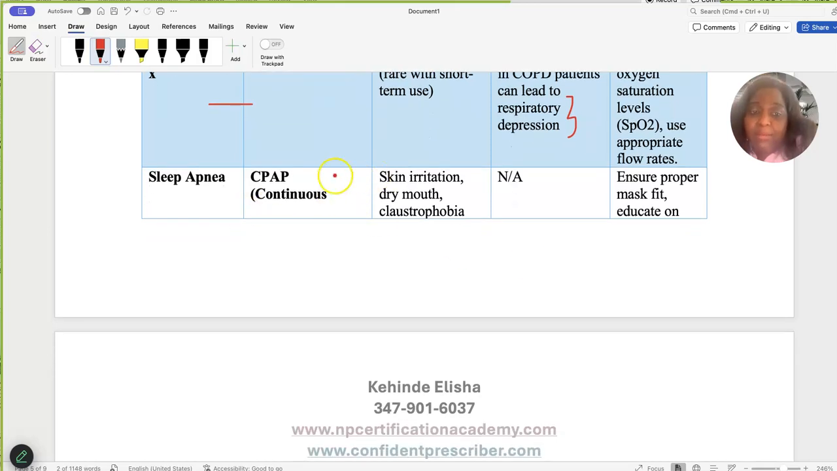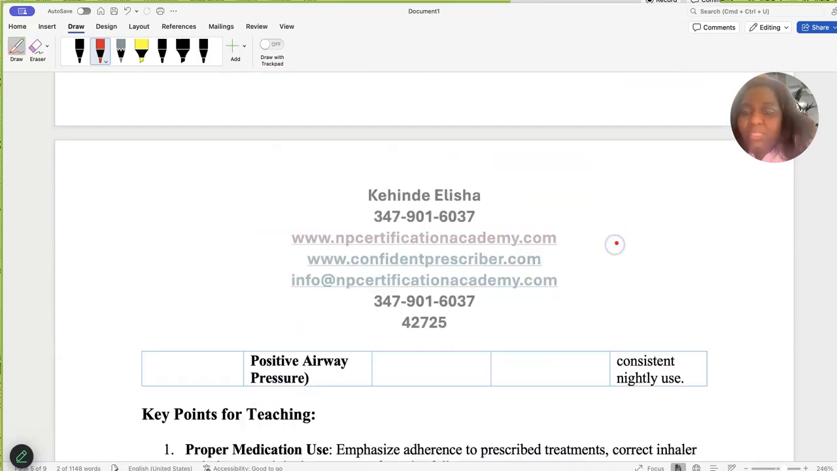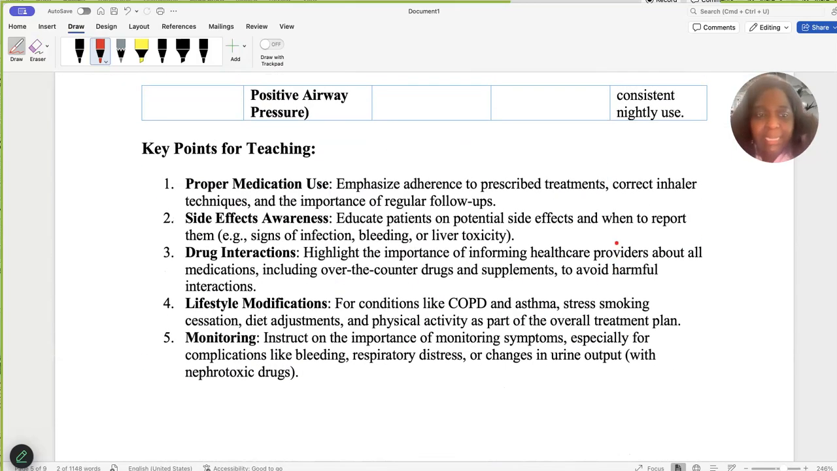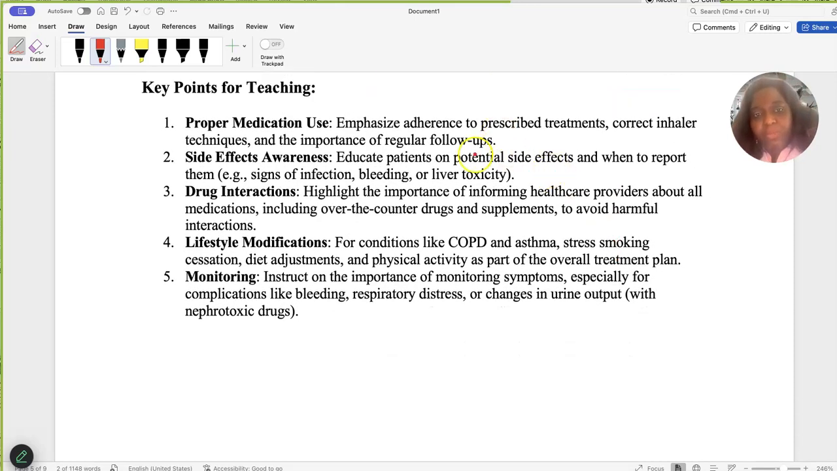Now, sleep apnea, CPAP: skin irritation, dry mouth, and claustrophobia are things that they tend to experience. We have to ensure proper mask fit and educate on consistent nightly use. So what are the key points here for teaching your patients? Emphasize adherence to prescribed medications. Correct inhaler technique is necessary, and so is the importance of regular follow-ups. Side effects awareness: educate patients on potential side effects and when to report them.